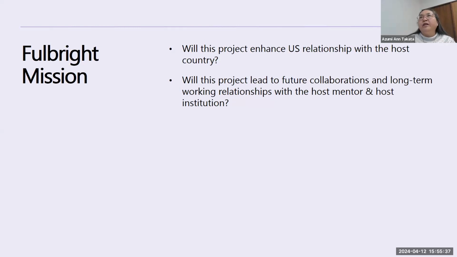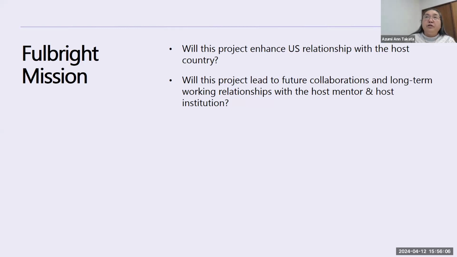If there are potential serious negative consequences on the bilateral relationship between the U.S. and the host country, that's, again, something that they keep in the back of their mind. Is this project going to enhance the relationship? The projects that do, obviously, are the projects that are more interesting to Fulbright. Will this project lead to future collaborations and long-term working relationships with the host mentor and the host institution?